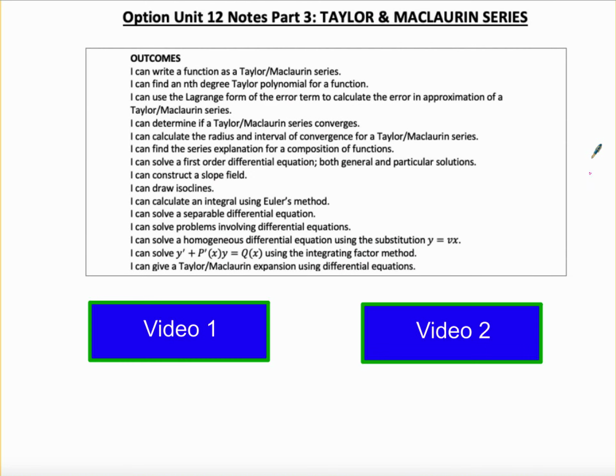Easy peasy. So we're starting part 3 of our notes. We're going to be working with Taylor and Maclaurin series. I'm going to put the links for these videos up on my website so you can access it there. I recommend that you watch them. There are some Khan Academy videos. I actually think they're really good and they do a good job of explaining it. So if you still have questions after my video, go ahead and check that out too.